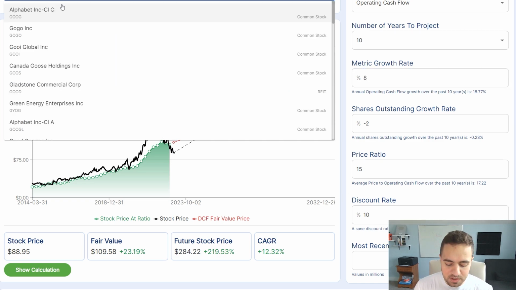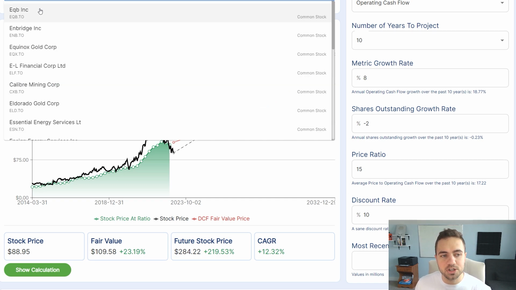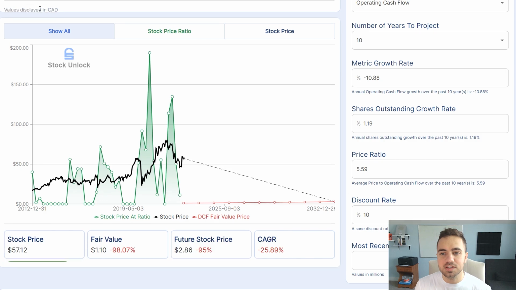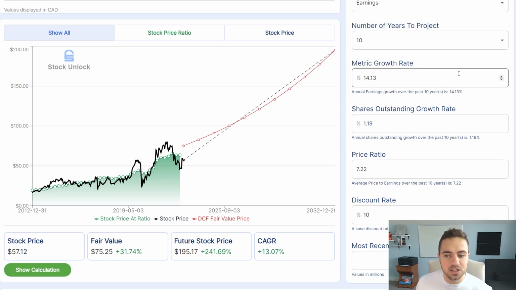Now let's use another example here, which is Equitable Bank. And since we already went through which metrics we should use on which different industries, we know that for banks, we should be using the earnings to value them. So that is what we are going to do. Now we can see once again, since we just grabbed a new stock and a new metric, our discounted cash flow calculator is going to auto-fill these boxes right here.